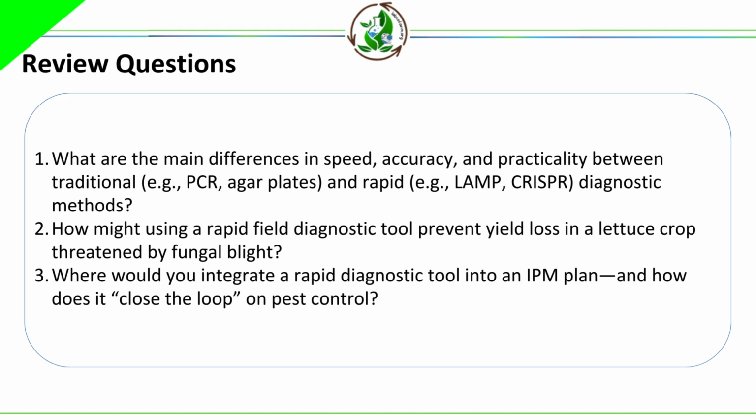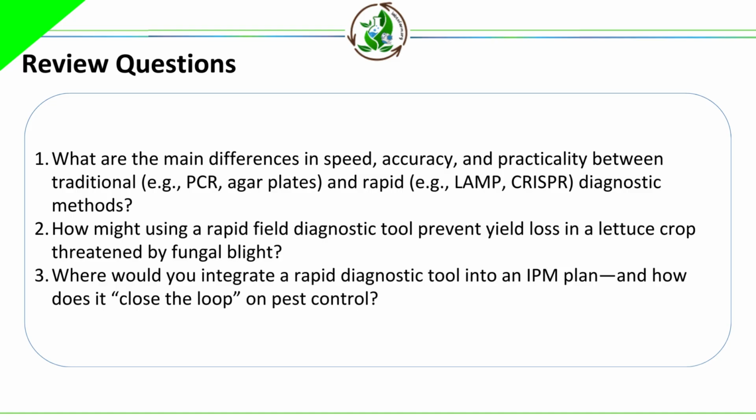As we wrap up this lesson, it's time to think about what we've learned. First, what are the main differences in speed, accuracy, and practicality between traditional, for example, PCR, agar plates, and rapid, for example, LAMP, CRISPR, diagnostic methods?